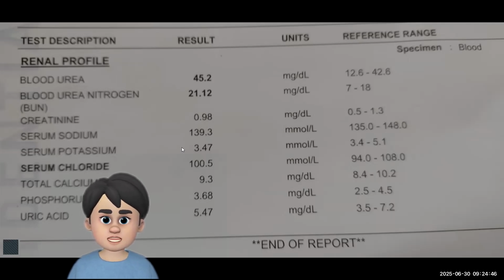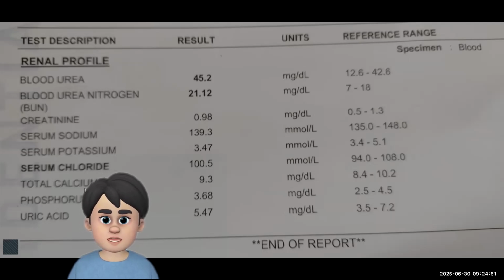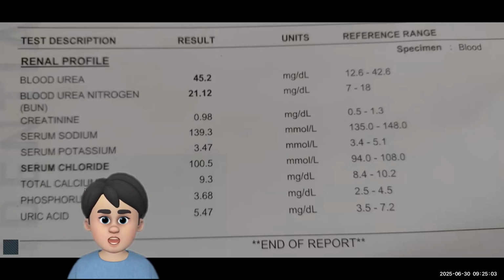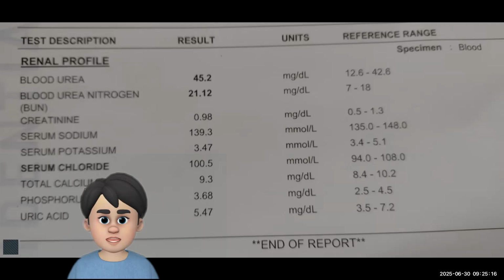Total calcium. In this patient, total calcium is normal. High calcium we call hypercalcemia. Causes are hyperparathyroidism, cancer, and excess vitamin D. Some people take excess vitamin D supplement, which is bad. Effects are constipation, confusion, kidney stones, and bone pain. Low calcium is called hypocalcemia. Causes are vitamin D deficiency, hypoparathyroidism, and kidney disease. Effects are muscle cramps, tingling, and seizures.